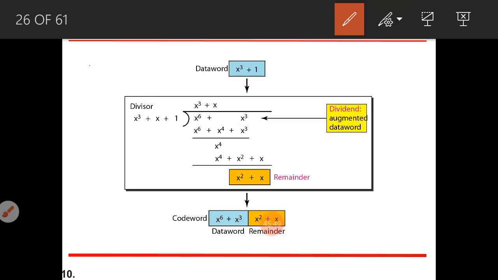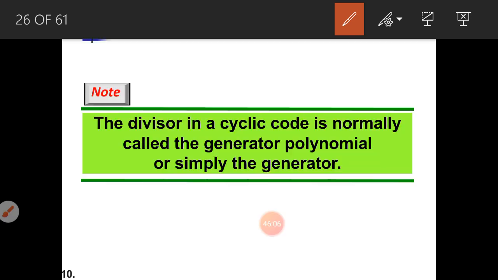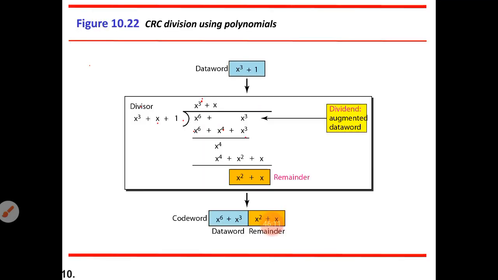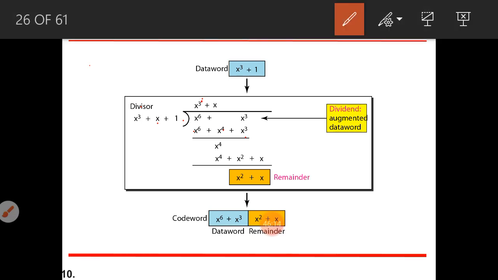What we will get is x raised to 3 into x raised to 3, that is x raised to 6, and x raised to 3 into x, that is x raised to 4, and x raised to 3 into 1 we will get x raised to 3. After doing that, we need to perform the subtraction operation between these two polynomials, or the addition operation.